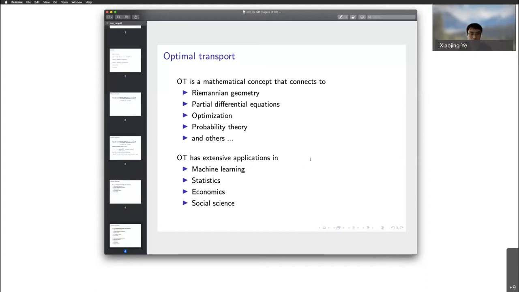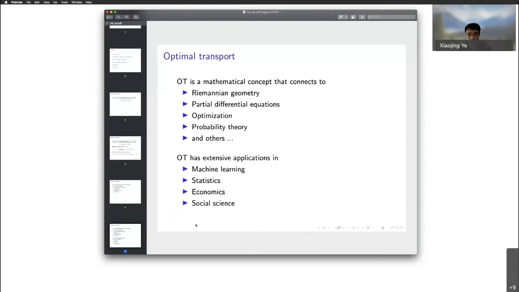A very emerging application of OT is in machine learning. I guess some of you have learned about the GAN, or generative adversarial network. One extension or variation of that is called the Wasserstein GAN, which uses the Wasserstein distance to measure the distance between the distribution of the generated data and the given data. This is an application that we're also going to consider here in machine learning. It also has applications in statistics because it involves probability, and also in economics and social science. Our motivation came from the machine learning and social science applications.